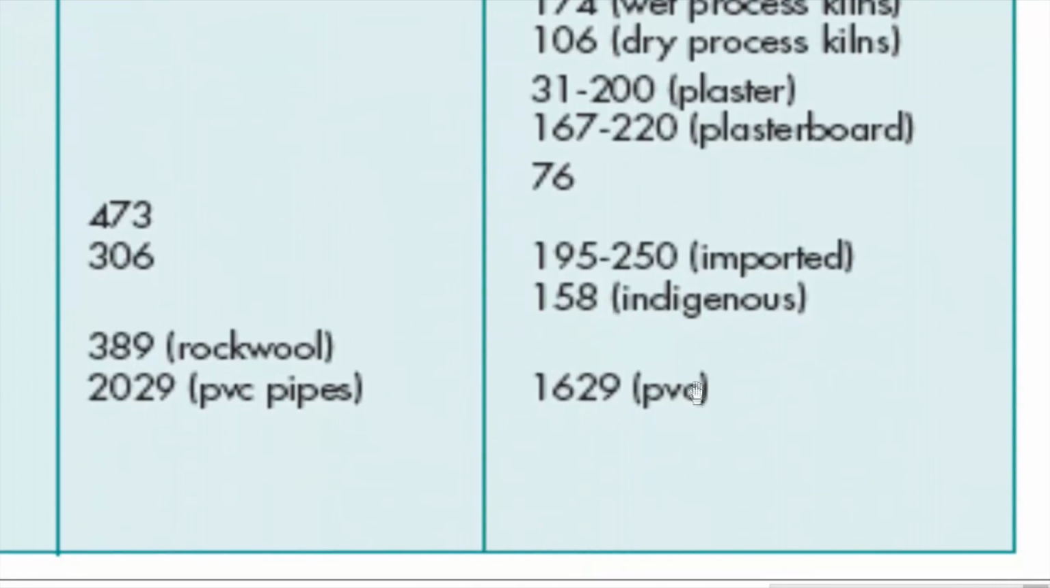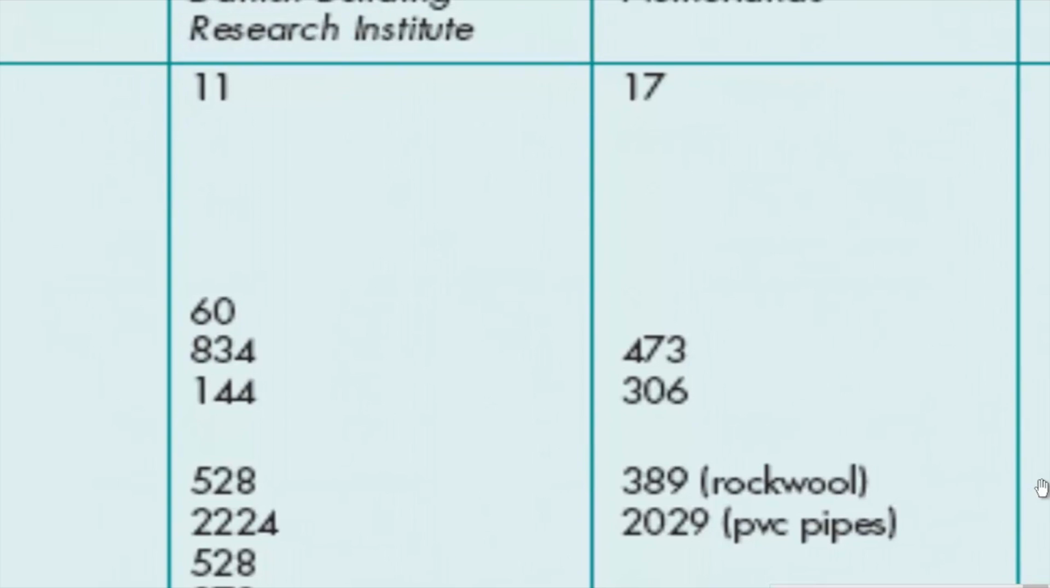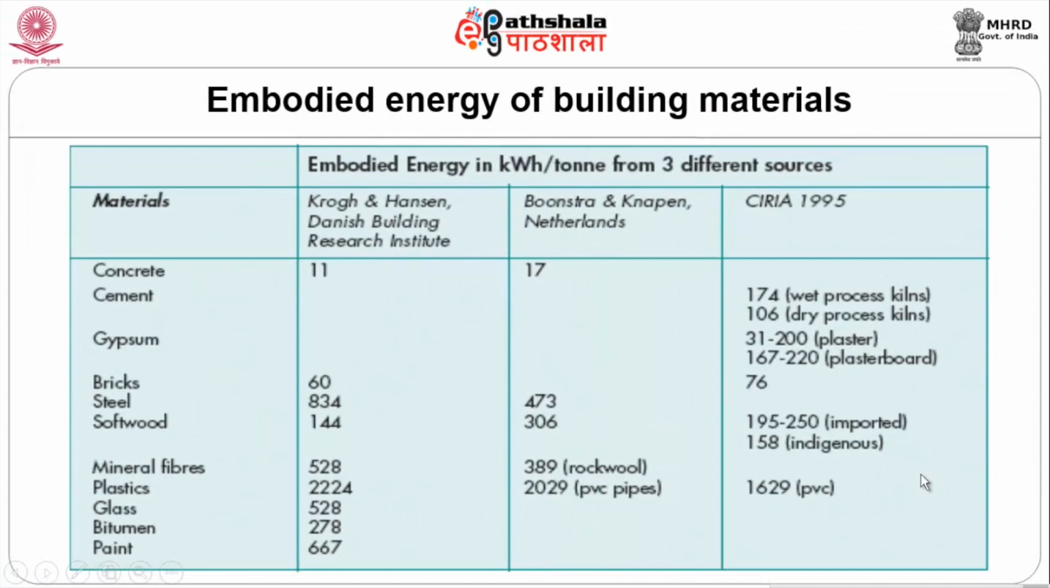By various processes, how much energy can be taken into account of an embodied energy is given in the graphs. So, 3 different sources: one we have seen from Danish, another one is from the Netherlands, another one is from Syria. If you look at the differences, between Danish and Netherlands it is a slighter value, 11 to 17, 834 to 473 or 144 to 306, whereas in the one by Syria, by the impact assessment methods, it reduces the embodied energy to a greater extent.